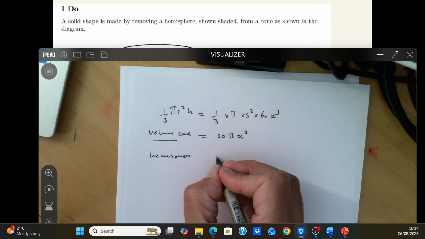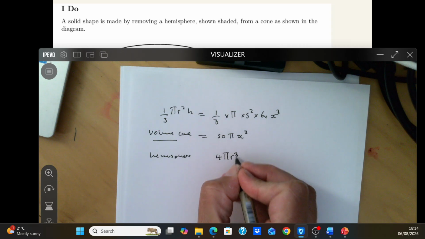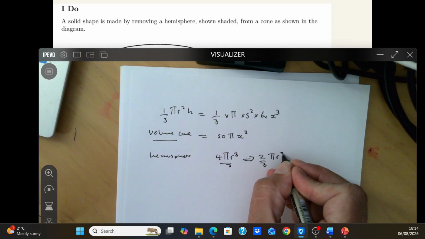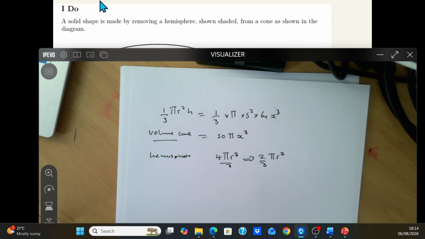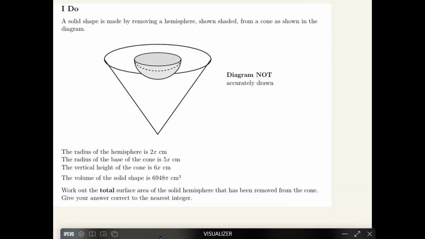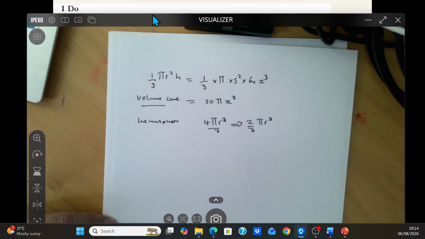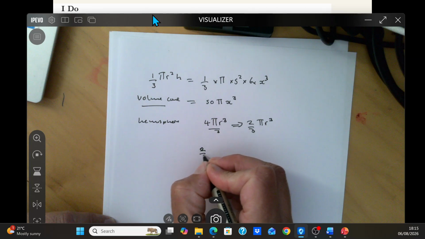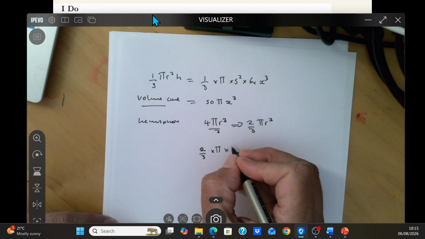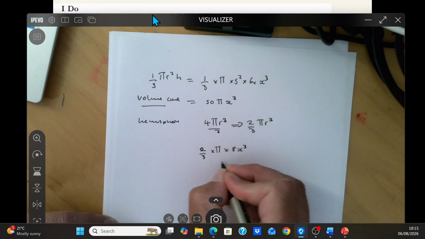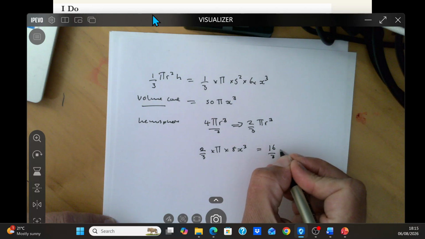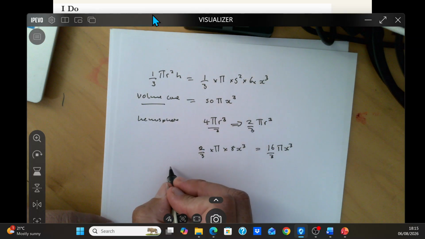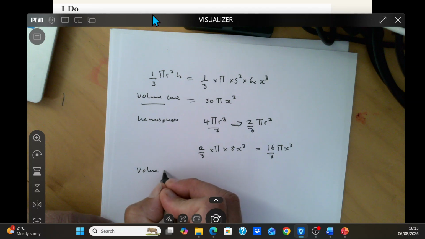Okay, then we've got the hemisphere. A sphere is 4 pi r cubed over 3. So a hemisphere, because it's half of it, becomes 2 over 3 pi r cubed. Our r in our question is 2x. So that's going to become 2 over 3 times pi times 8x cubed, which is going to give me 16 over 3 pi x cubed.